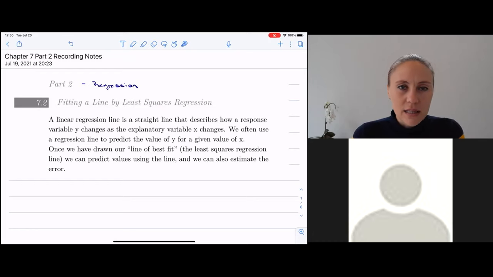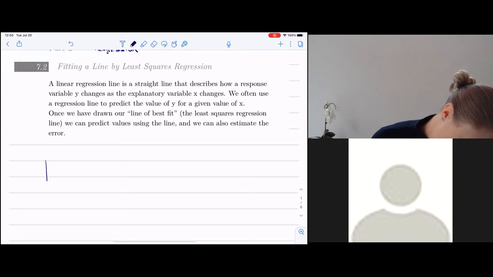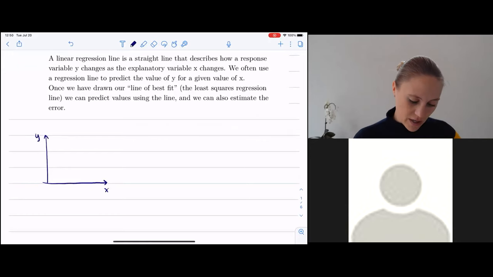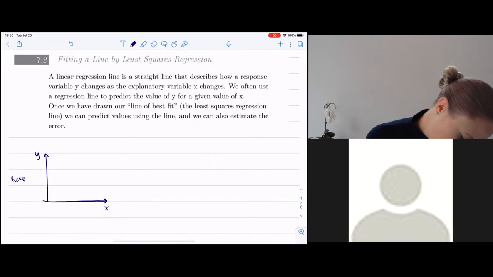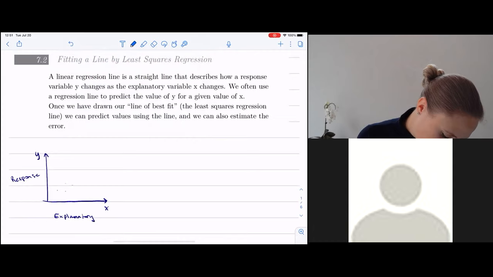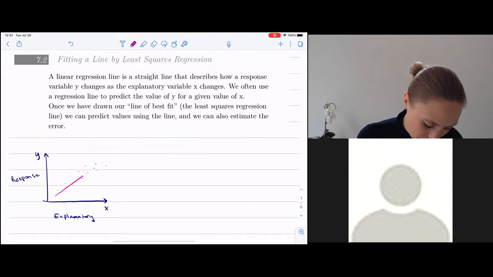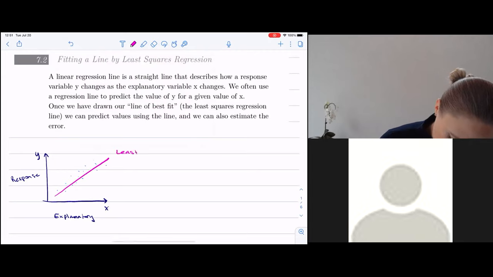So a linear regression line, right? If we have a scatter plot, I guess I could have used the one from last day, right? We've got an x variable and a y variable. The y variable is the response variable, and the x variable is the explanatory variable. And then of course we have some data points here. And then we fit our line of best fit. And this is going to be our least squares regression line.